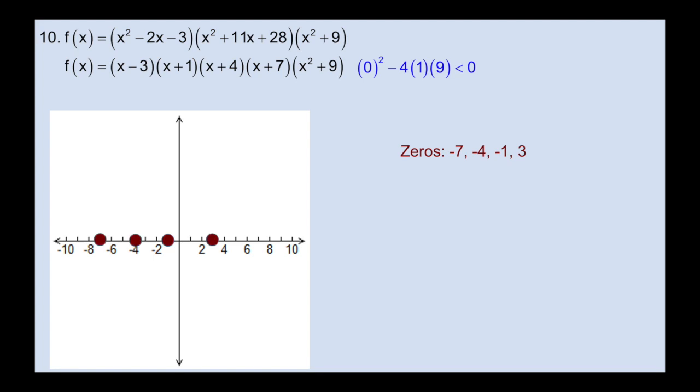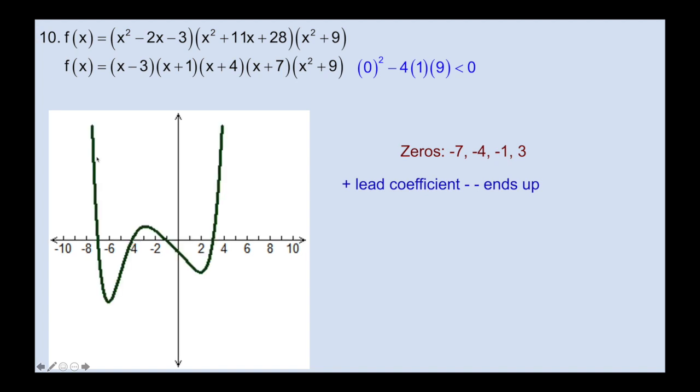I'll plot them accordingly. Lead coefficient is positive again, so it ends up. And I don't have any double zeros here. So I can go through every single one of these points. It's going to go through this one, through this one, through this one, and through this one, so that it looks like this. Again, at the end, because this was an even degree here, it was a 6 degree, I do want to make sure that these are extending both the same direction, that they're both extending up.